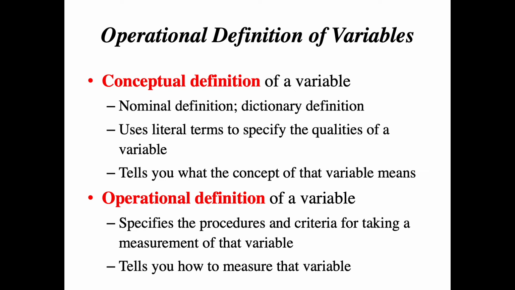They use literal terms to specify the qualities of that particular variable. However, when it comes to research, this may not actually be that useful to you as opposed to operational definitions. With operational definitions, we are basically giving you, the researcher, instructions on how to measure that particular variable. Okay? So with operational definition, we are not concerning ourselves with the concept of that particular variable, but rather how we can measure that variable quantitatively. Okay?